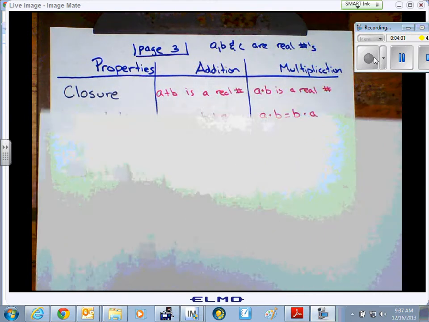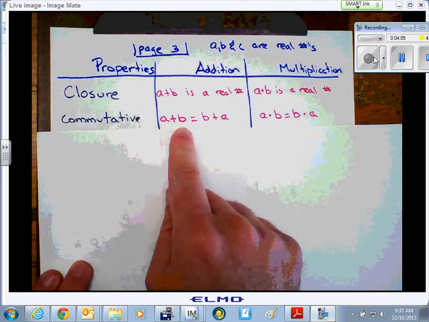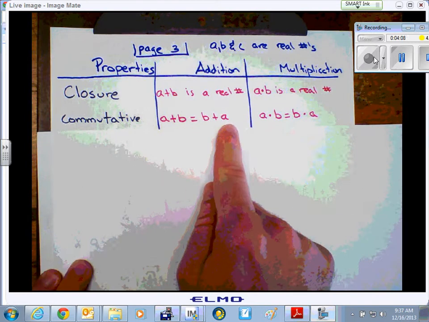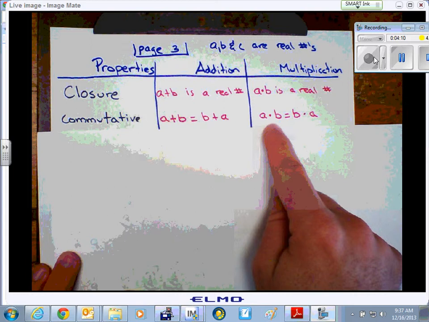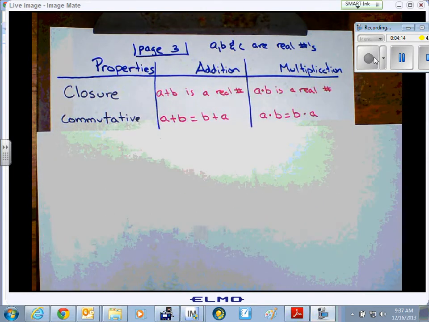Okay. Commutative property says if you take A plus B, that's the same thing as B plus A. Same thing for multiplication. A times B is the same thing as B times A. That does not work for subtraction, and it does not work for division.